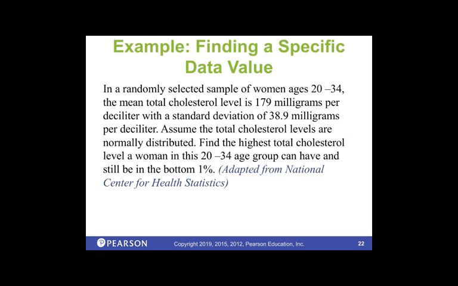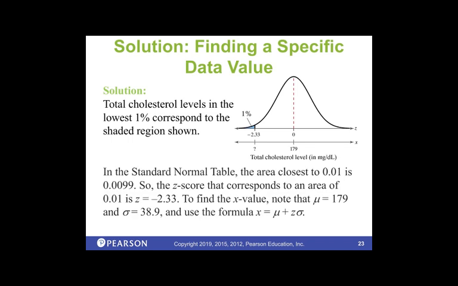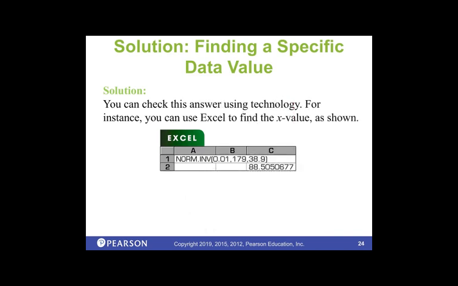In a randomly selected sample of women aged 20 to 34, the average total cholesterol level is 179 milligrams per deciliter with a standard deviation of 38.9 milligrams per deciliter. Assume the total cholesterol levels are normally distributed. Find the highest total cholesterol level a woman in this age group can have and still be in the bottom 1%. Okay, so if that's the percentile, we work backwards. Find the z-score associated with that. Looks like it's a negative 2.33. Convert that z-score to an x value. And we'll get this. You can also use technology to find these.